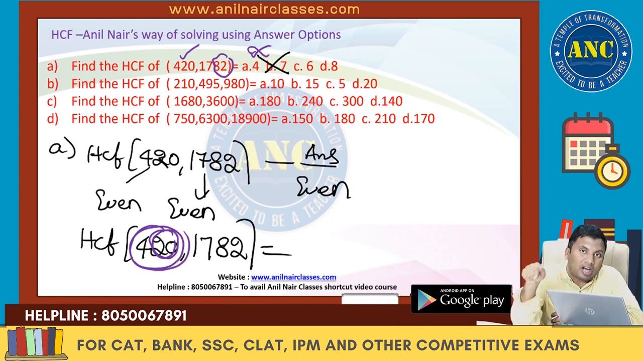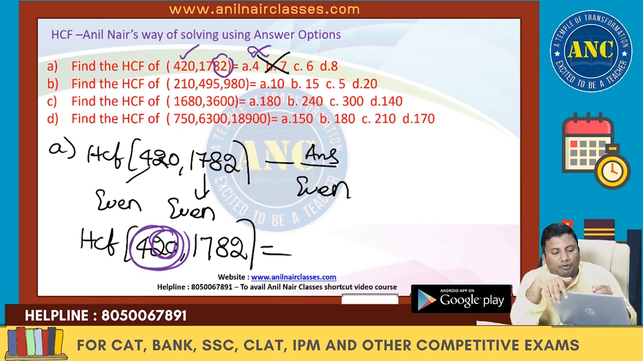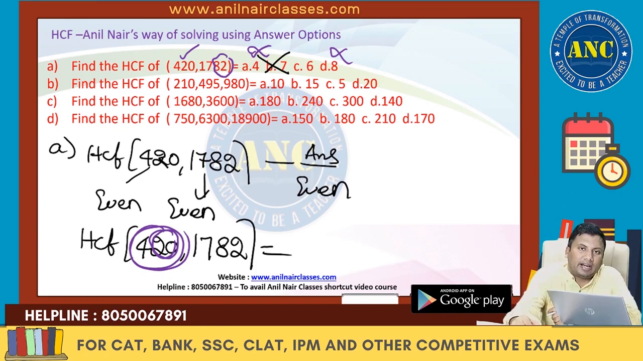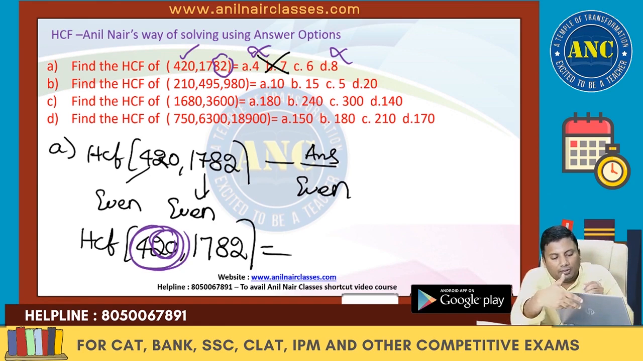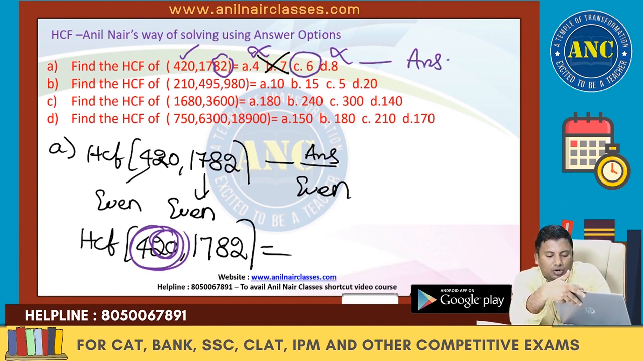82 is not divisible by 4. So, therefore, the first option is incorrect. If the first option is incorrect, the last option also will be incorrect. If a number is not divisible by 4, how can it be divisible by 8? Option is C. The answer for this question is 6.